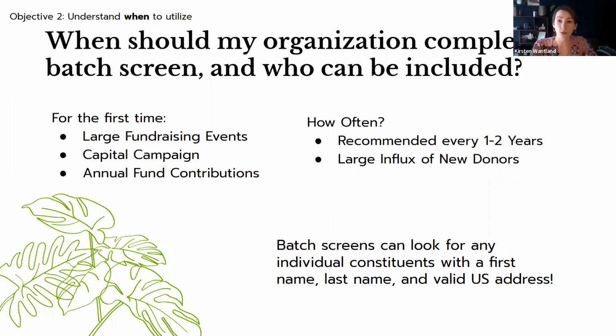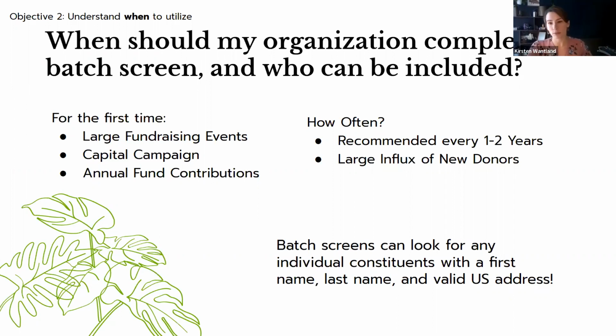So for the first time, Bloomerang recommends doing it for a capital campaign. You have a specific fundraising goal. You're trying to raise a particular amount. You're going to want to target your donors based on solicitation areas. So that's a great time to do it, during a capital campaign. Similarly, with large fundraising events, you have a max fundraising goal that you're trying to reach. So that's another great one too. And then generally, just to get more insight for your annual fund contributions. So three great areas to do it for the first time.